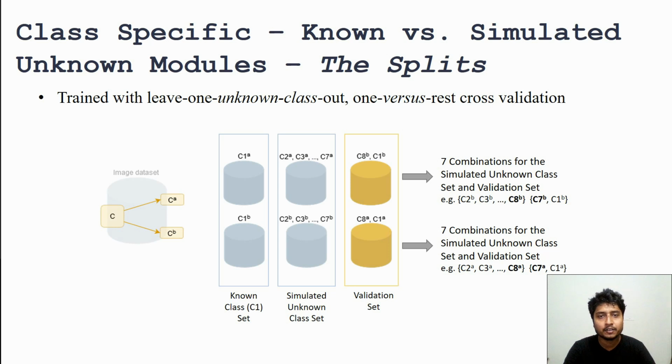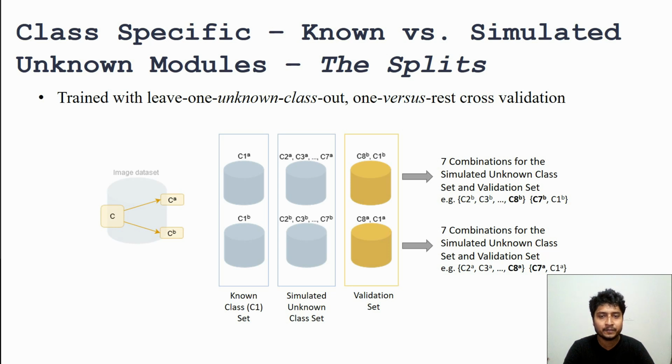To generate the splits, first we divide each class into equal halves A and B. For each class treated as known, say C1, first C1A forms the known class set. 6 of the remaining classes form the simulated unknown class. C1B and the B half of the remaining 7th class form the validation set. 7 such combinations are possible by leaving a simulated unknown class out for validation strategy.